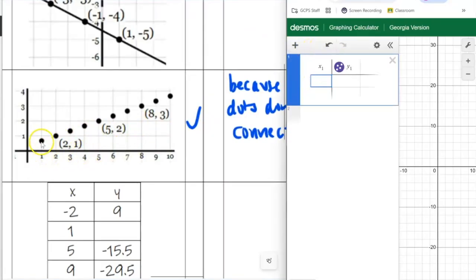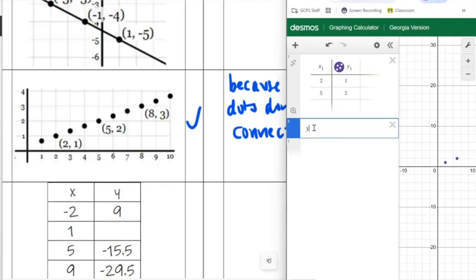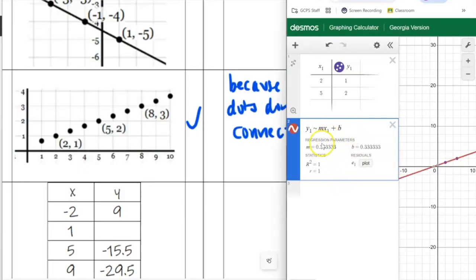I'm not going to guess, so you're going to use the points they give you, which is (2, 1) and (5, 2). So that works. And I only need 2 points, so I'm not going to put in all the points, just 2 points. Then I come here and enter y1 ~ mx1 + b. If I'm going too fast, please go and rewatch the video on how to write a linear equation from a table. All right, so here is my slope. Here is my y-intercept. Oh my gosh, they are fractions.